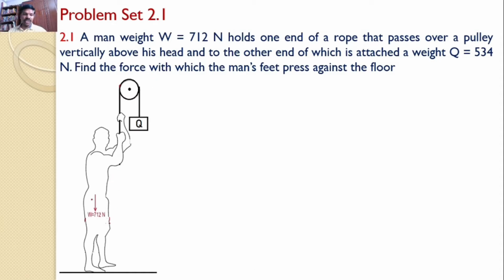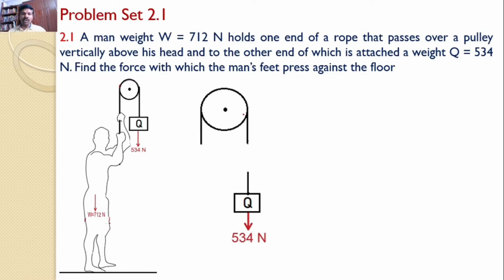Here, given that the weight of the man is 712 newtons and the weight of Q is 534 newtons. To analyze this system, let us draw the free body diagram of all the three parts that are available here. The three parts are weight Q, the rope that passes over the pulley, and the man who is holding the rope.